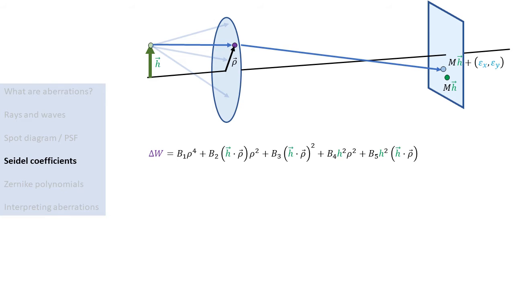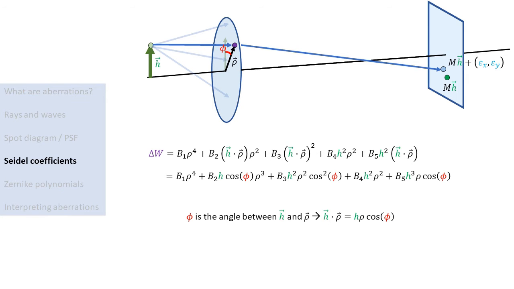and the pupil coordinates. Currently, this function is expressed in terms of coordinate vectors, but we can rewrite it as follows. We define phi as the angle between the point source coordinate vector and the pupil point coordinate vector. This allows us to write the dot product of 2 vectors as a product of scalars. From the expression of the wavefront error, we want to find the transverse ray aberrations, which are found by taking the derivatives with respect to the Cartesian pupil coordinates.